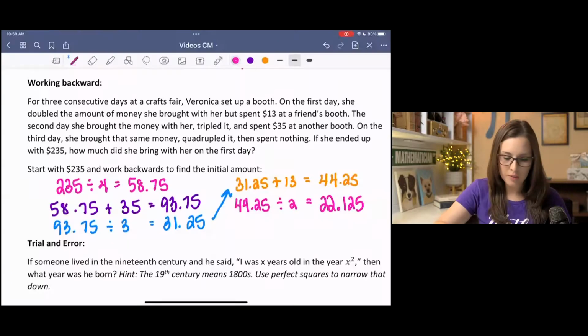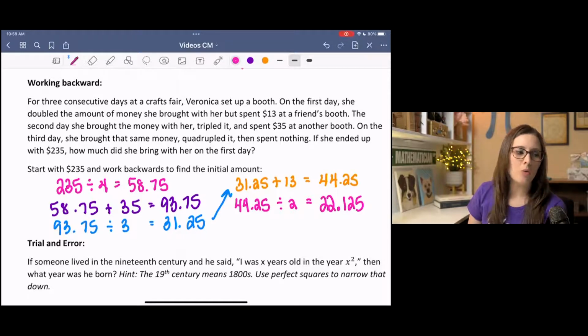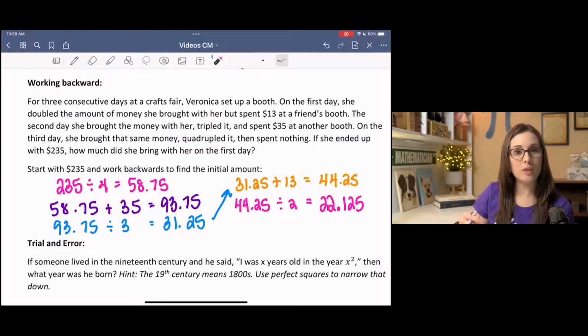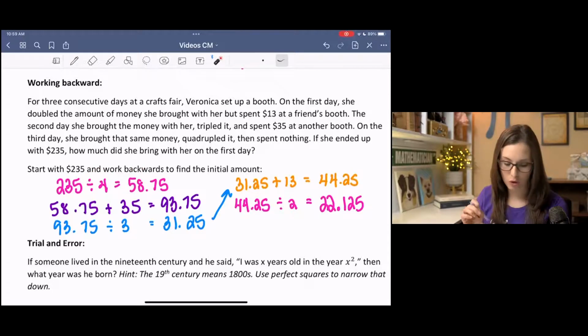All right, I've written mine out, but I'm going to walk you back through it, hopefully so that you can see what's going on. So we know that she ends with $235, and that represents a quadrupled amount because of the sentence right before it. So this was a quadrupled amount, which means that in order to figure out what it was before it was quadrupled, we have to divide by 4. And that means that she had $58.75 before it was quadrupled.